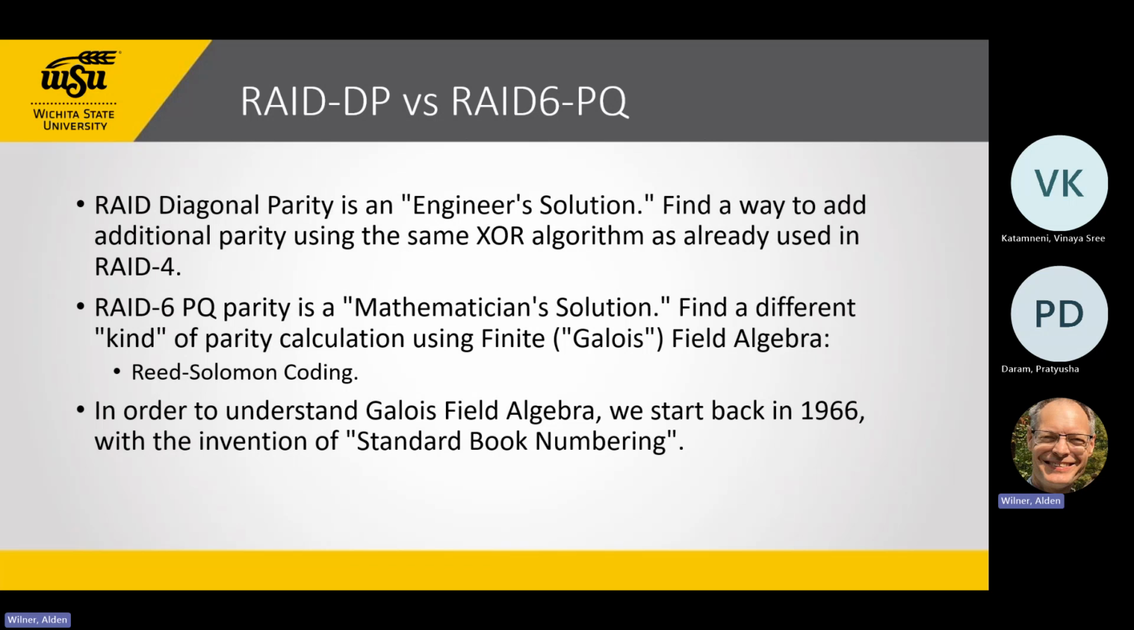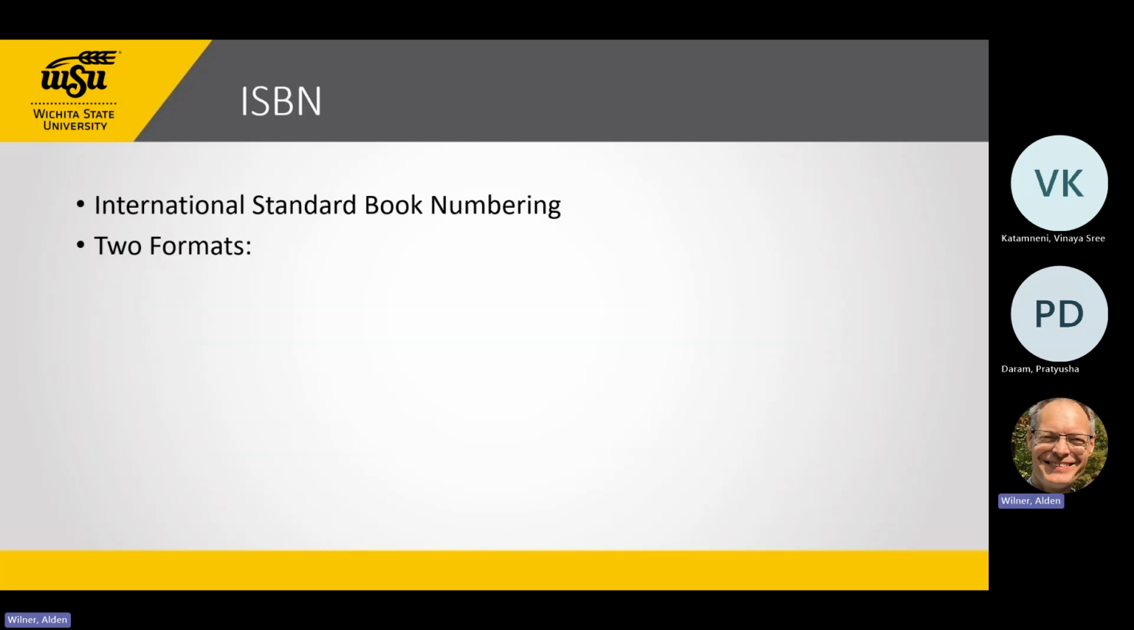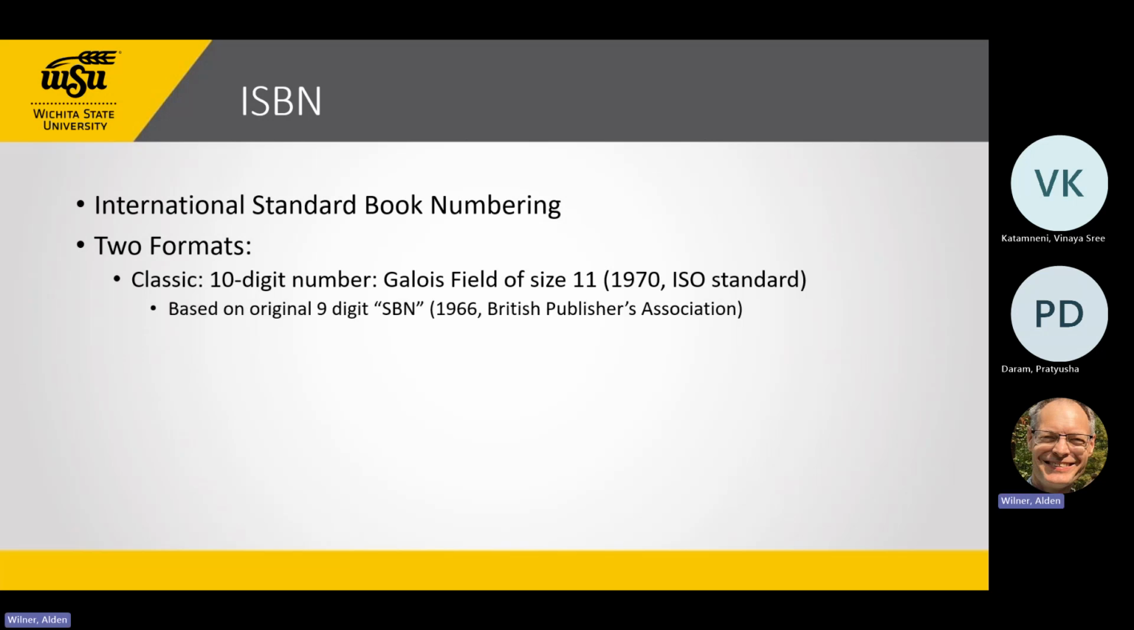So in order to understand Galois algebra, finite field algebra, we're going to go back in our time machine to 1966 with the invention of what we call standard book numbering. So if you have a book, right, there's a number on the back of the book that encodes what that book is, right? Classically, before 1980 something or other, it was a 10-digit number. And that 10-digit number represented a Galois field of size 11. And that's actually an ISO standard from 1970.